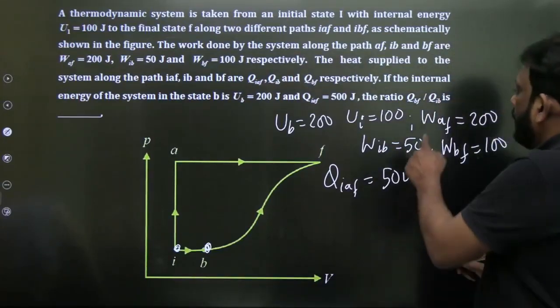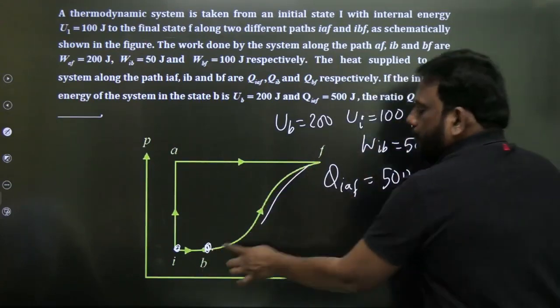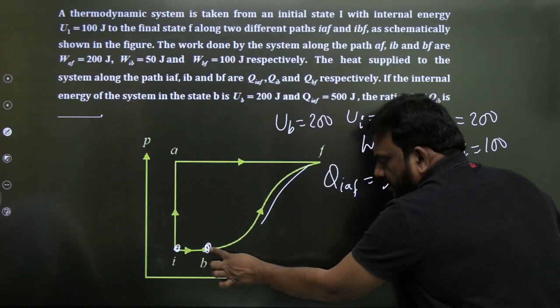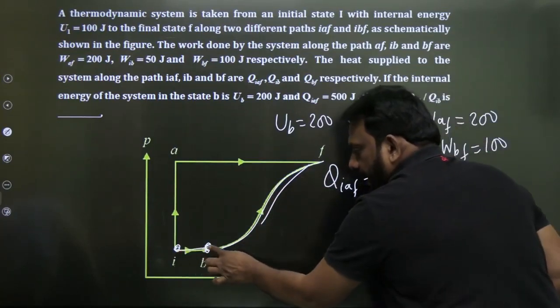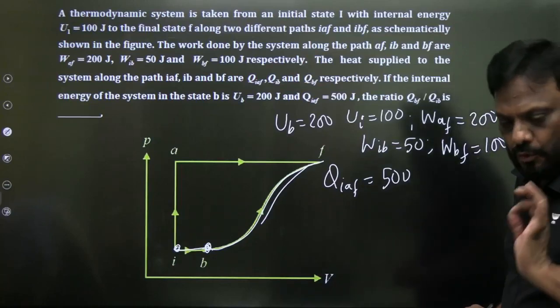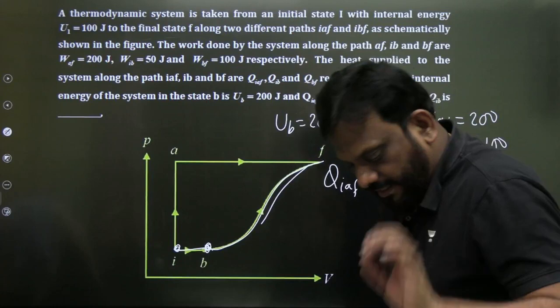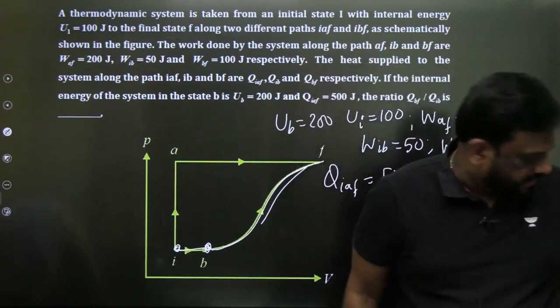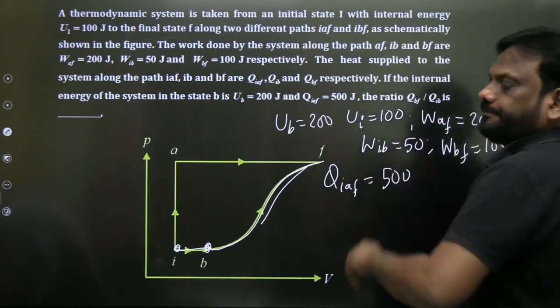Then what is he asking? QBF by QIB. He is asking for the ratio of heat transfer in BF to the heat transfer in IB. Very simple, sirs. Let's move neatly. So there is no problem at all. Let's move very neatly. Right, very good.